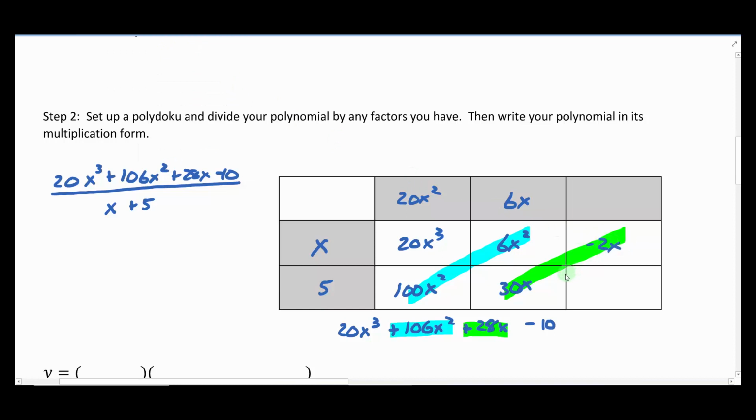x in this box. Right, and then we think, well, x times something gives me -2x. That's got to be a -2. So -2 times 5 is -10, and that matches up, right? So that divided into it perfectly.